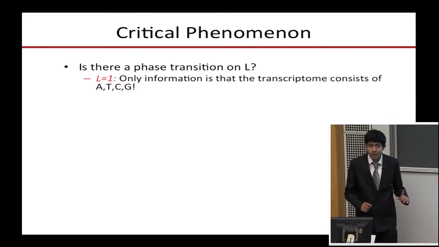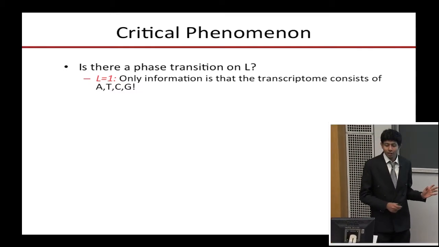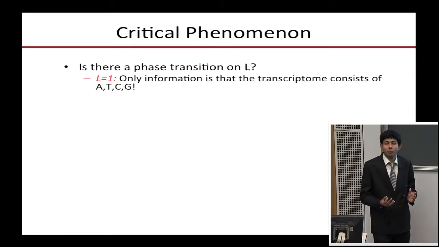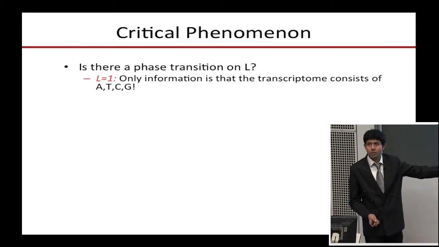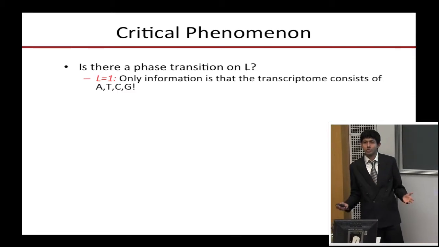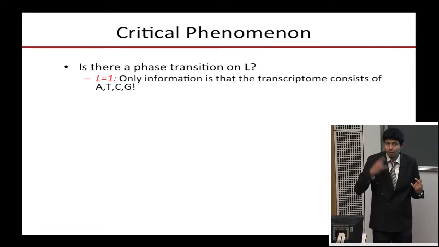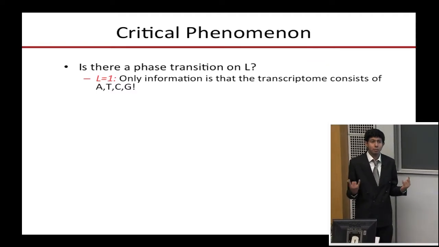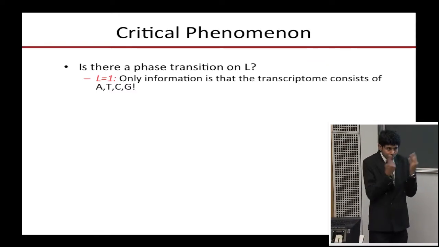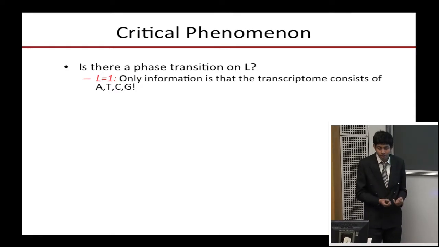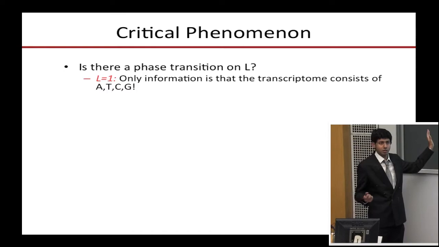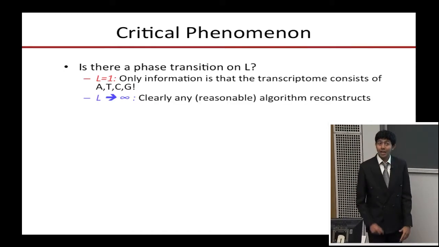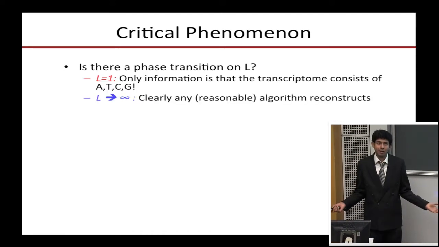But an interesting aside is that in 1880, this was one of the first pieces of information obtained about the DNA: the number of A's is equal to the number of T's, and the number of C's is equal to the number of G's. And this is how later Watson and Crick determined that the bases should pair together, because there must be some reason for this symmetry. So there is some information when L equals 1, but not enough to reconstruct a transcriptome, clearly. When L is really large, of course, any reasonable algorithm should reconstruct.